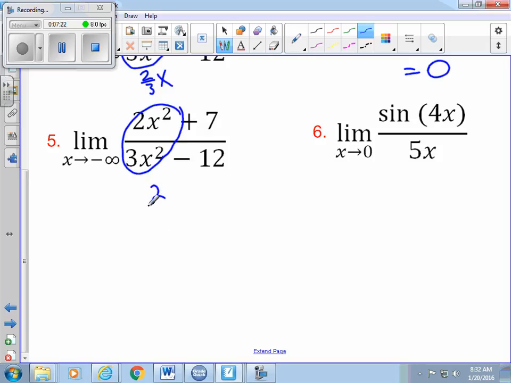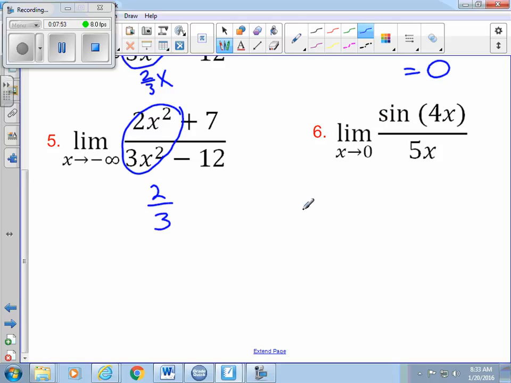Two-thirds? Now, again, when am I ignoring the rest of the function? When is that okay? When I'm approaching infinity. Does everyone remember why I can ignore the rest? 7 and 12. Right. When x gets huge, it's the Bill Gates principle. As x gets huge, the dollars just don't matter that much, right? All right.